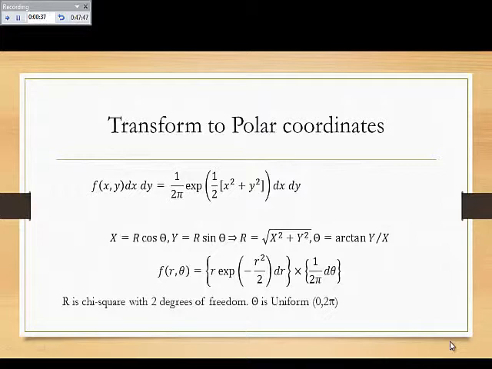And then you get f(r, theta) just by substitution, which is equal to r e^(-r squared over 2) dr times 1 over 2 pi d theta. And these are the two densities of theta and r. The first density, the density of r, is r times e to the minus r squared over 2, and this ranges from 0 to infinity. The support is only on the positive side. And theta itself ranges from 0 to 2 pi, and the density is just 1 over 2 pi, which means it's a uniform density. It's equally likely to be anywhere.